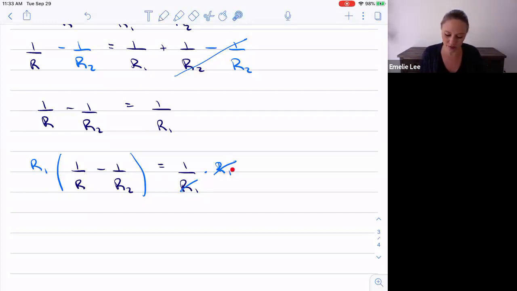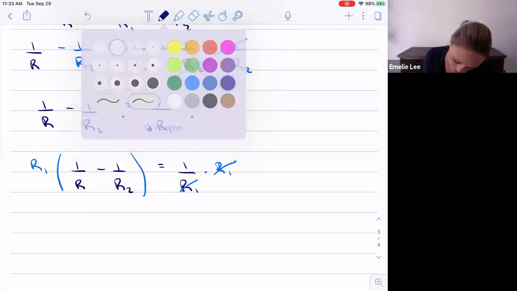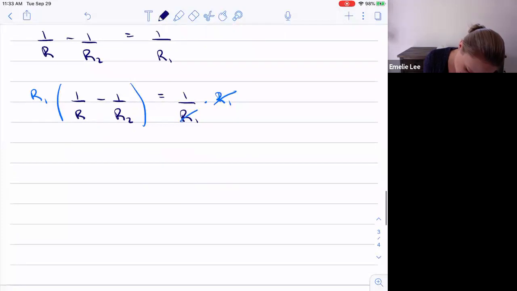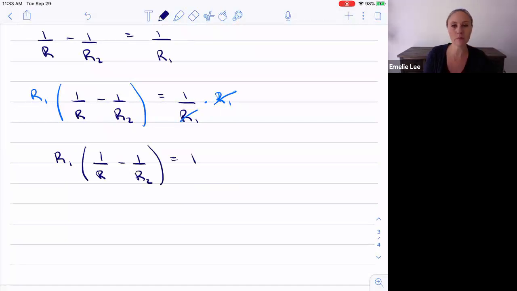So we multiplied by R1 so that we could cancel on this side. Notice that I'm still left with 1. R1 over R1 is still 1. So we have a 1 over here. And then now I have R1 here. So now I have R1 times 1 over R minus 1 over R2 is 1.